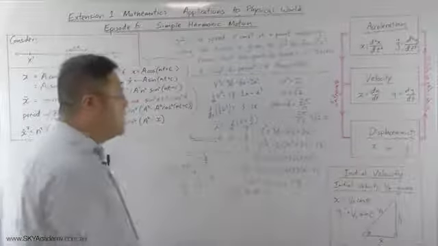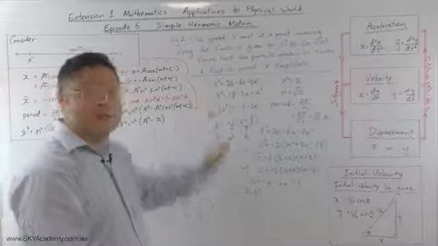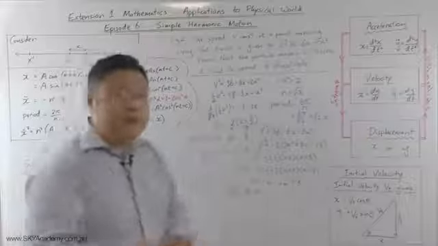Your period is going to be root 2 pi. And that's how you do these sort of questions. Okay? So just have a look at that. See if you get it.